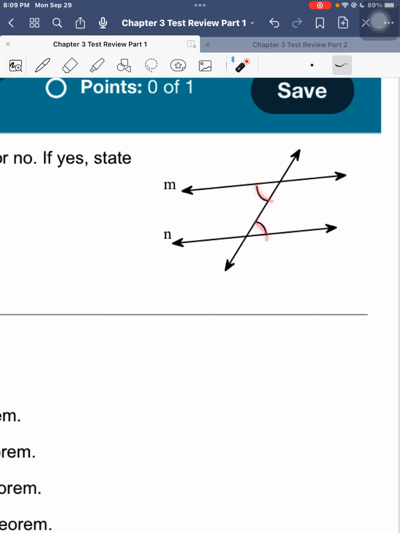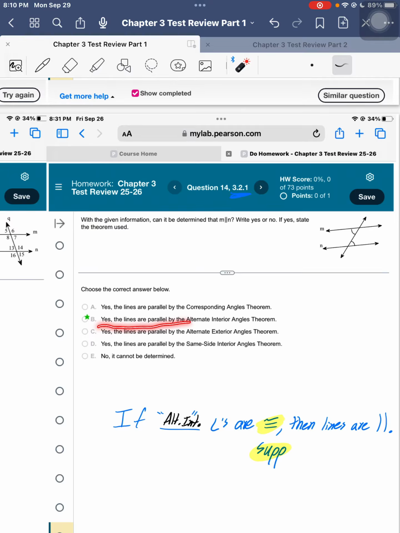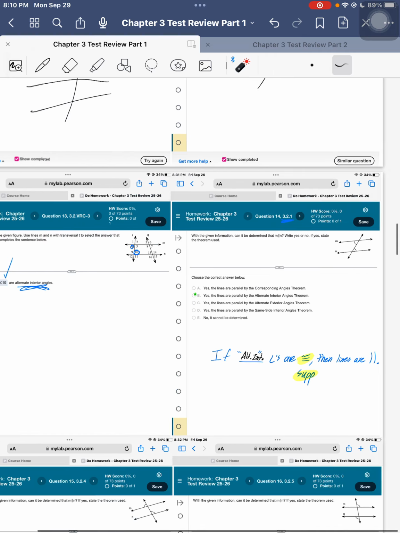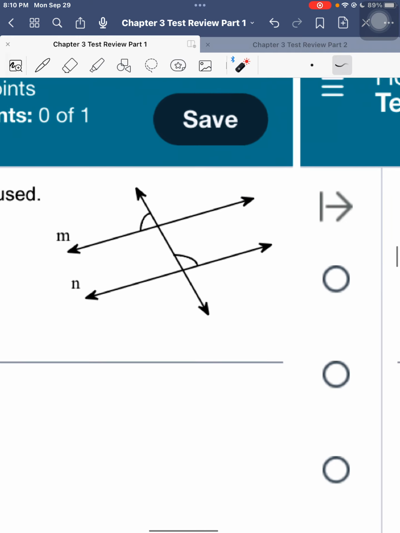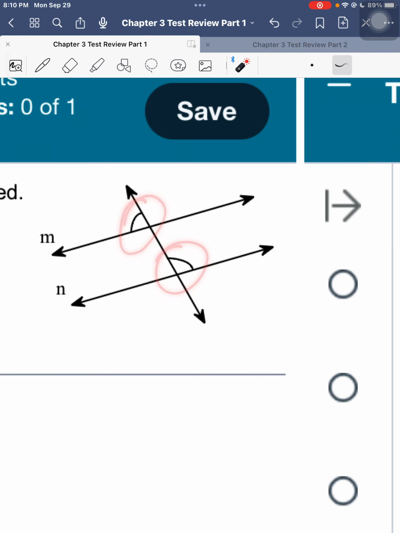Let's look at these two angles. These two angles are alternate interior angles that are congruent. How do I know they're congruent? Because they have one arc each. So now I can indeed say that line M and line N are parallel because of the alternate interior angles theorem, which tells me if my alternate interior angles are congruent, then my lines are parallel. Which lines specifically? The lines M and N. So yes, because of the alternate interior angles theorem.